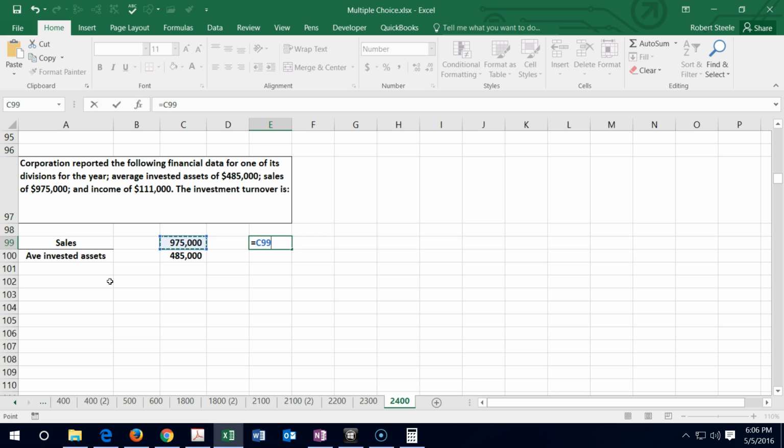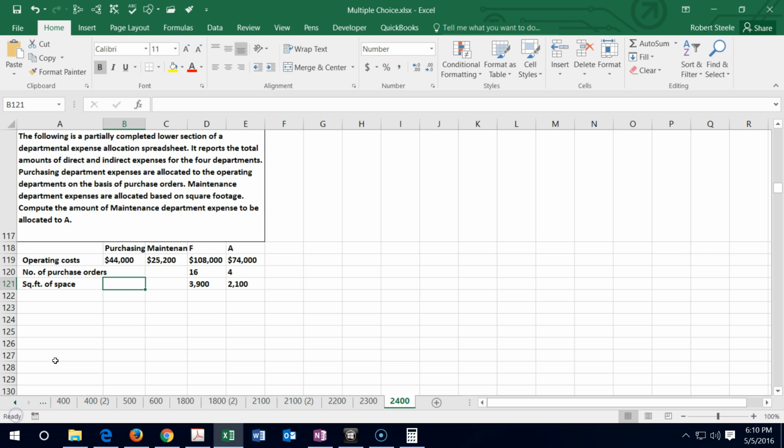So if we just divide this out, we're going to say the 975,000 divided by the 485,000. That gives us 2, but we need to add some decimals. I'm going to go back over here, add some decimals. It's about 2.01.